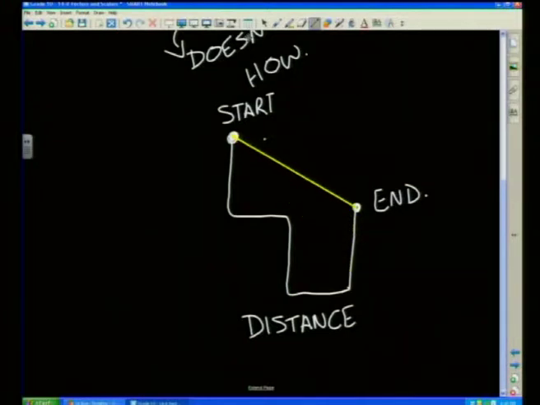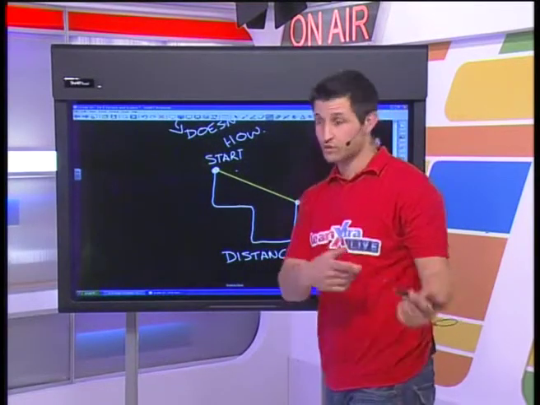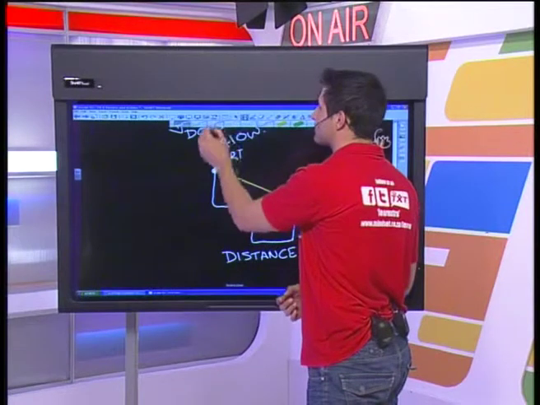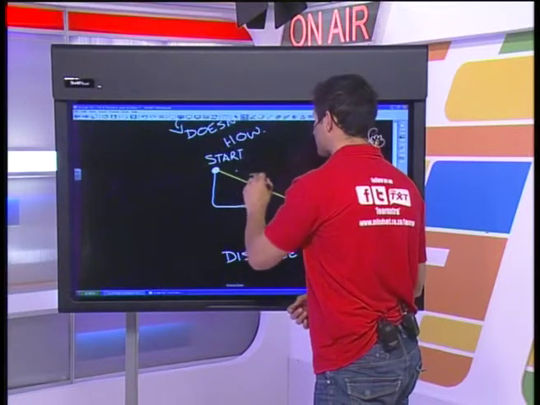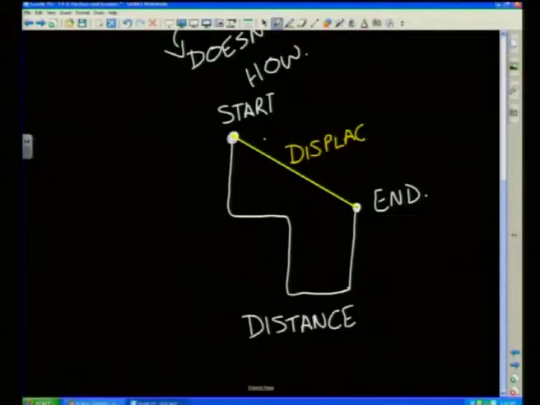So the difference between distance and displacement is more than just the direction. Displacement is measured from the start to the end. So let's just make a note there between the distance and the displacement. Displacement doesn't care how you got there. It doesn't measure the individual paths which you take. The displacement is just from the start to the end. It doesn't take into account the distance.